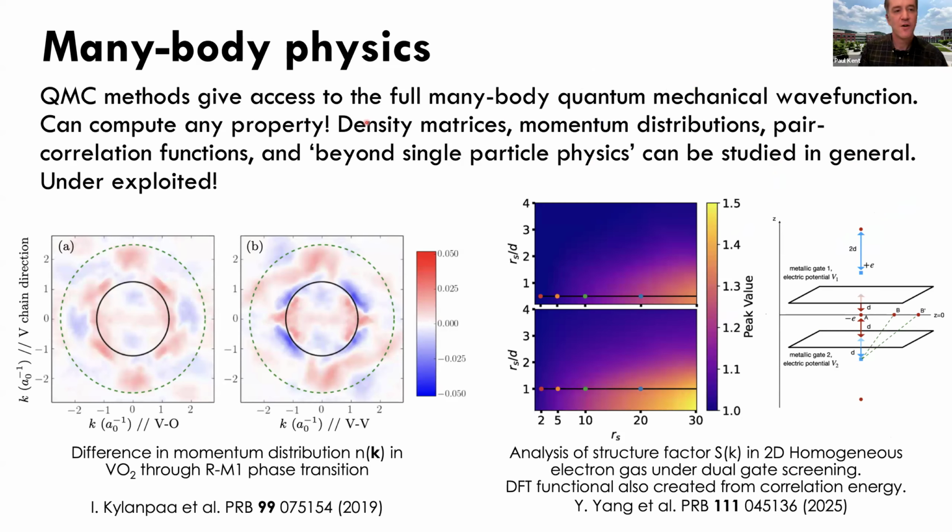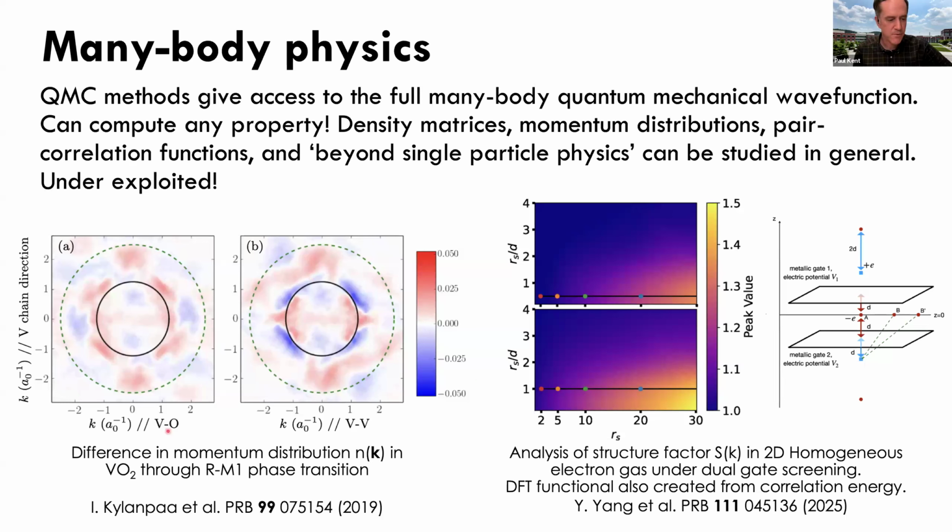And one other example I touched on, of course, the many-body physics is there. We have access to the wave function in many of the methods, so we can compute essentially any property. So for example, the interacting density matrices could be obtained, as could momentum distributions and many other examples. So we could look at beyond single particle physics.